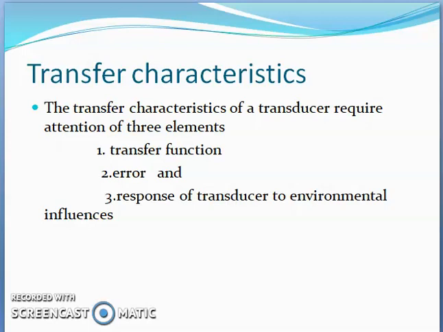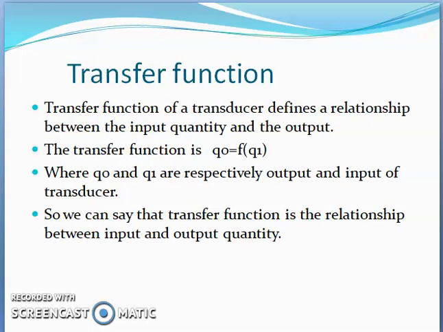Now coming to the transfer function. The transfer function of a transducer defines the relationship between input quantity and output, and it is always a function of input. That is, the transfer function is output Q0 is equal to f of Qi. That is, output is equal to function of input. So now Q0 and Qi are output and input respectively. So we can say that the transfer function is the relationship between input and output quantity.